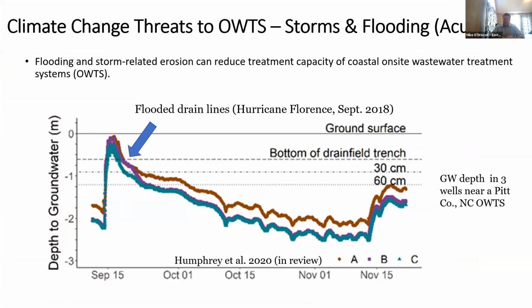And basically, the large amount of rainfall that occurred during this event caused the groundwater table to rise up into the drain field trench. And so for some duration, it can be days to weeks, there's no treatment occurring. There's no unsaturated soil underneath that system. And so it can take a while for the groundwater to recede and get back to levels where that system would be functioning properly.